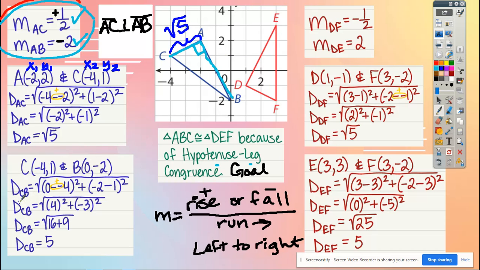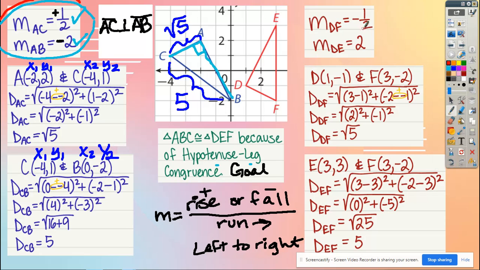Then I wanted to find the length, the distance between point C and B. Again, don't forget this is x1, y1, x2, y2. And then you do your distance formula. Be careful with the signs. And you get 5. So this is from C to B, 5. And we're done with that side. Let's investigate the other side.